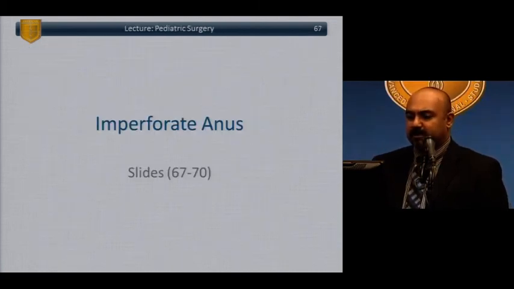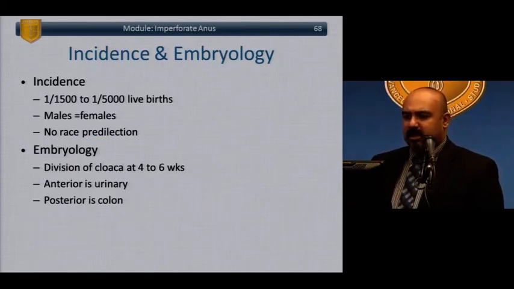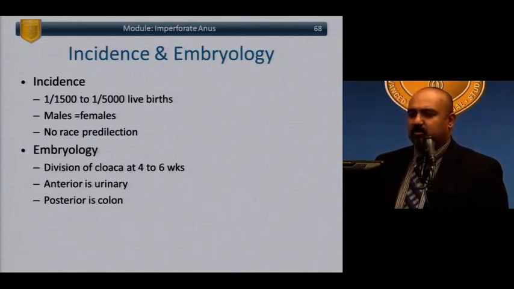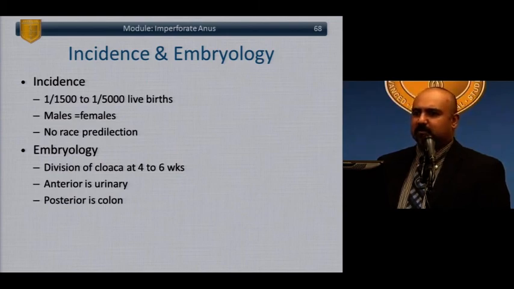Imperforate anus. Incidence of imperforate anus is 1 in 1,500 to 1 in 5,000. Imperforate anus is one of the VACTERL anomalies that we're concerned with. So anytime you have one of those, you're going to look for the radial, limb, or the renal and the cardiac and all the other things. There's no race predilection.